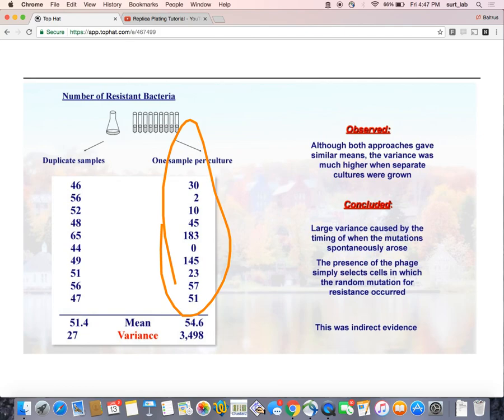And so when I talk about this experiment, I'm talking about indirect measurement of mutants as the hypothesis, because they're not really measuring when mutations happen.